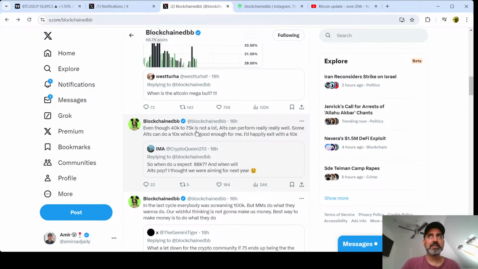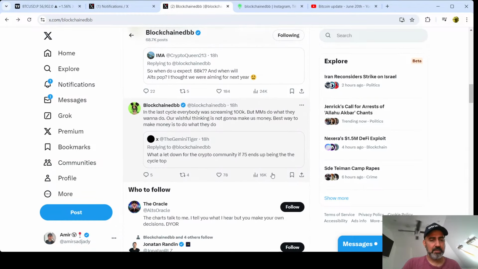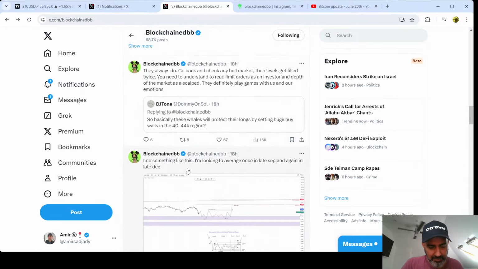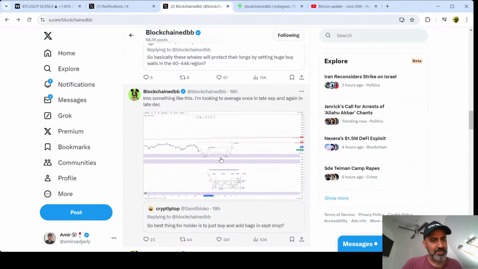You can turn £10,000 into £100,000. No one's going to be unhappy about that. Okay, so let's not be greedy. Yeah, last cycle everyone was screaming 100k, but MMs do what they want to do. Our wishful thinking is not going to make us money. Best way to make money is to do what they do. I don't know what it means. Okay, but actually I found something else quite interesting. So she's actually, this is quite interesting. I like this.